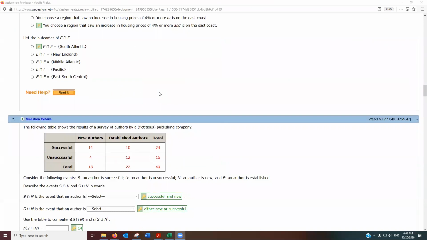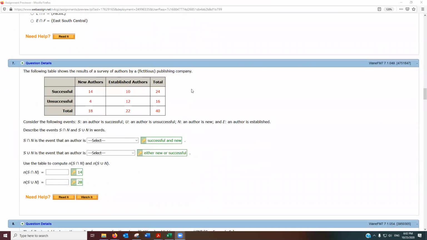All right, let's go down. Let's take a look at this one here. This one's giving us a table of results. And here are the events they're talking about here. They say S is an author is successful, U is unsuccessful, N, the author is new, E, the author is established. And here's some data that has been collected shown in the table.